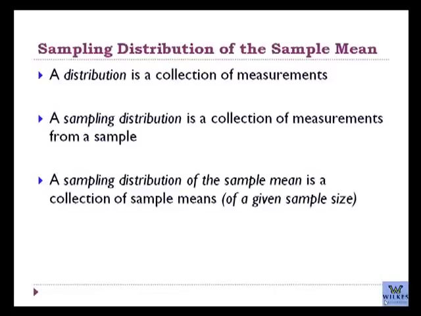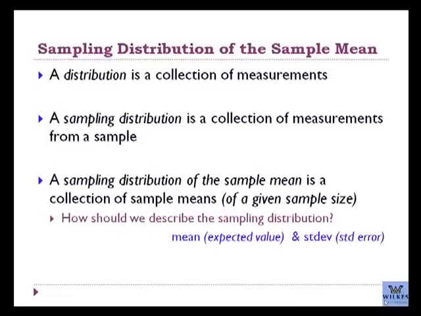Let's talk about sampling distributions. Remember that a distribution is a collection of measurements. So a sampling distribution is a collection of measurements from a sample. A sampling distribution of the sample mean is a collection of sample means of a given sample size.